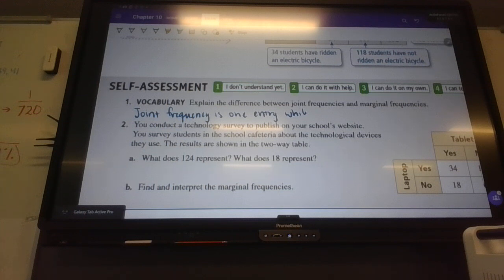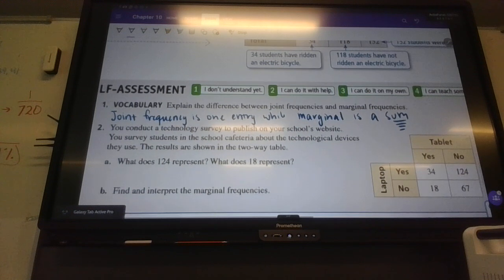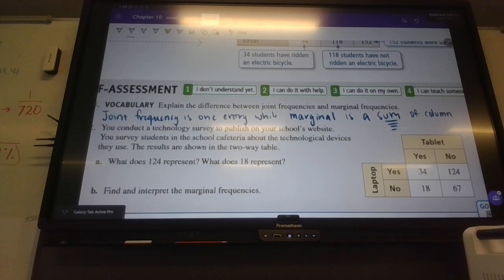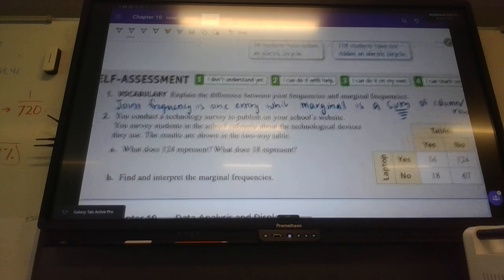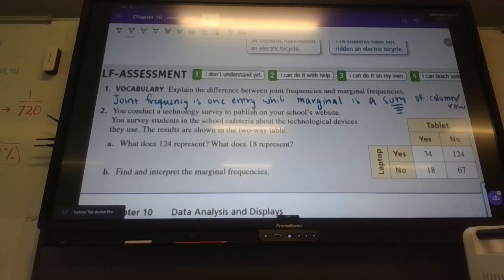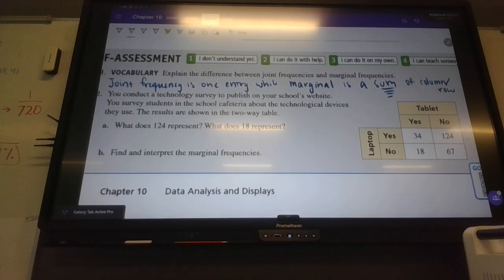Joint frequency is one entry, while marginal is a sum. Sum meaning addition of the column or row. So you conduct a technology survey to publish on your school's website. You surveyed students in the cafeteria, and here's the results.